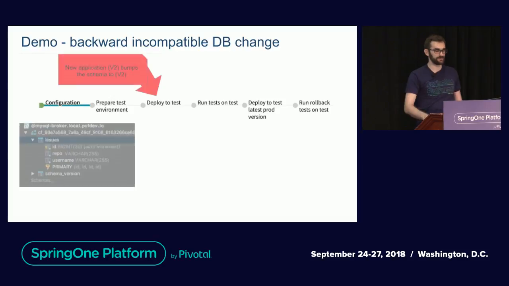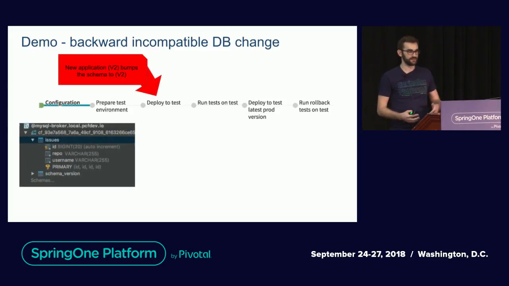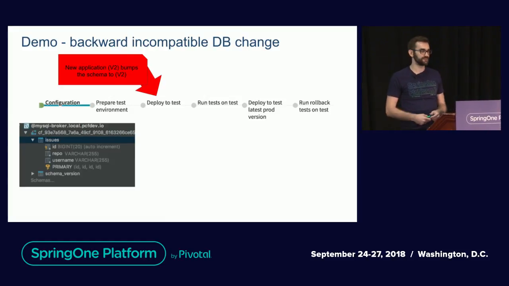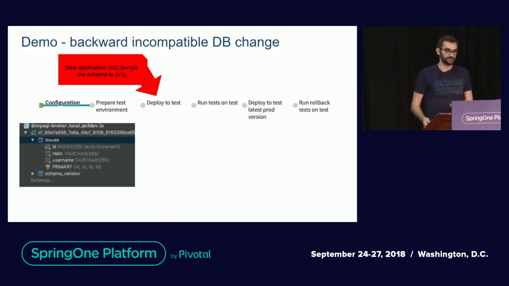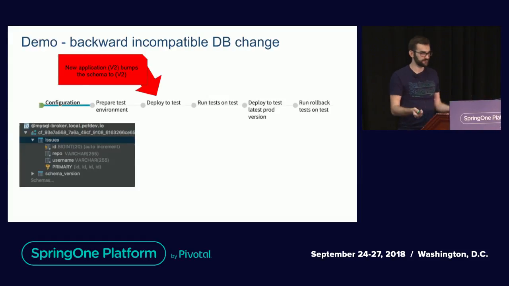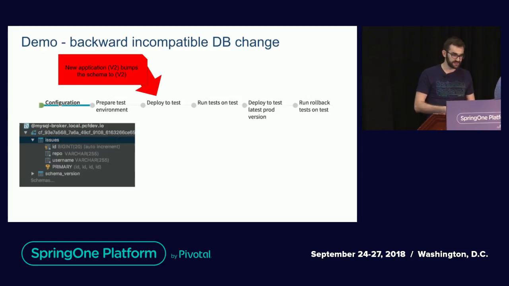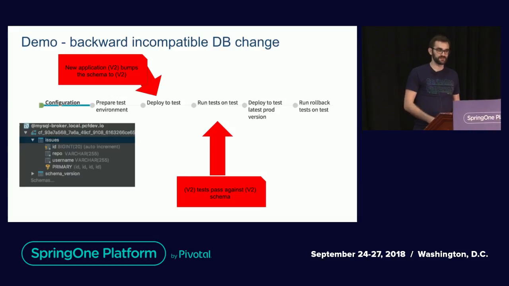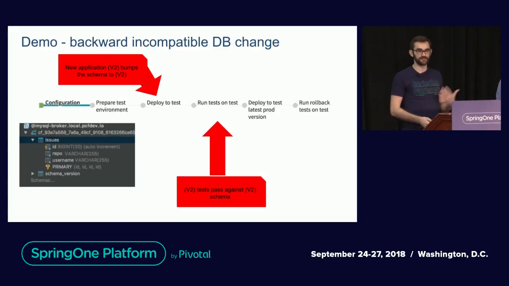So in the pipeline, for example, in the prepared test environment, we would start, let's say in Cloud Foundry, the MySQL service, Rabbit service, whatever. Then we deploy our built application to Cloud Foundry, to this special space. And we bump the schema when the app starts. For example, Liquibase or Flyway starter would upgrade the schema to V2. We run some smoke tests. The tests pass against V2 of the schema and V2 of the jar.